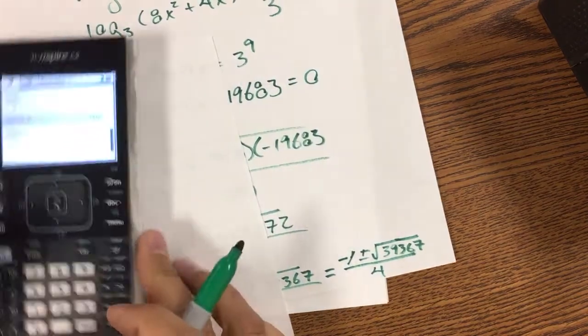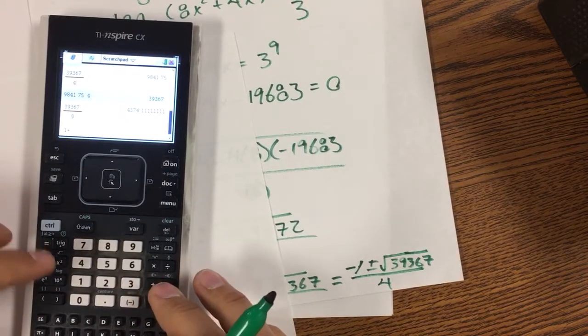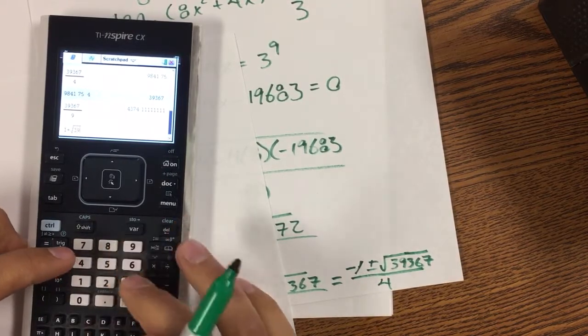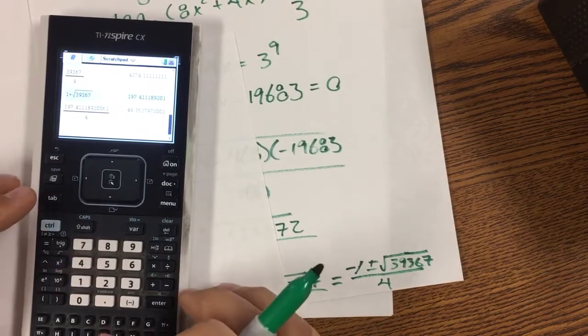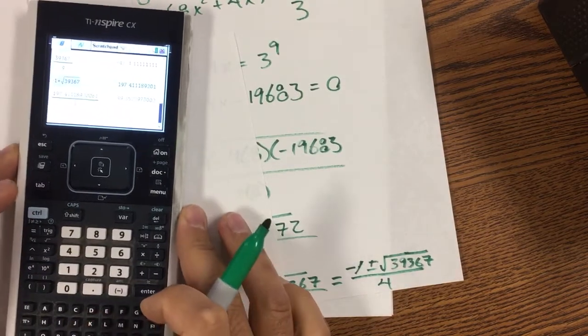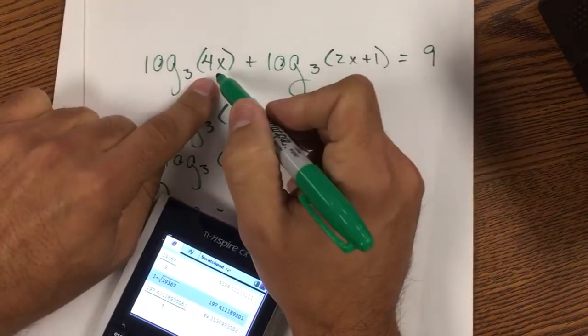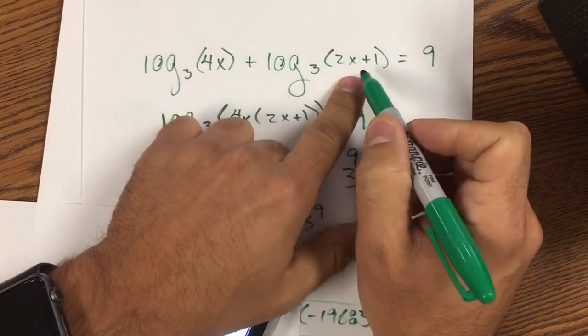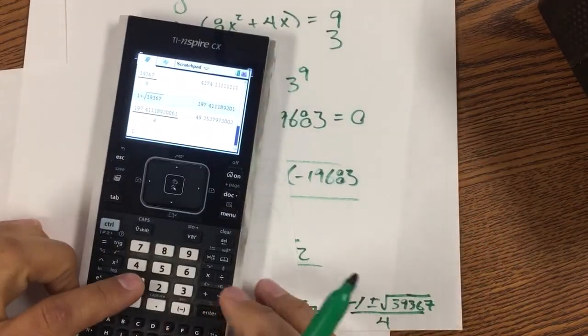In other words, I'm gonna put in my calculator -1 plus the square root of 39367 all over 4, which gives me 49.35 approximately. When I plug that in here, it's bigger than 0. When I plug it in here, it's bigger than 0. So that one's good.